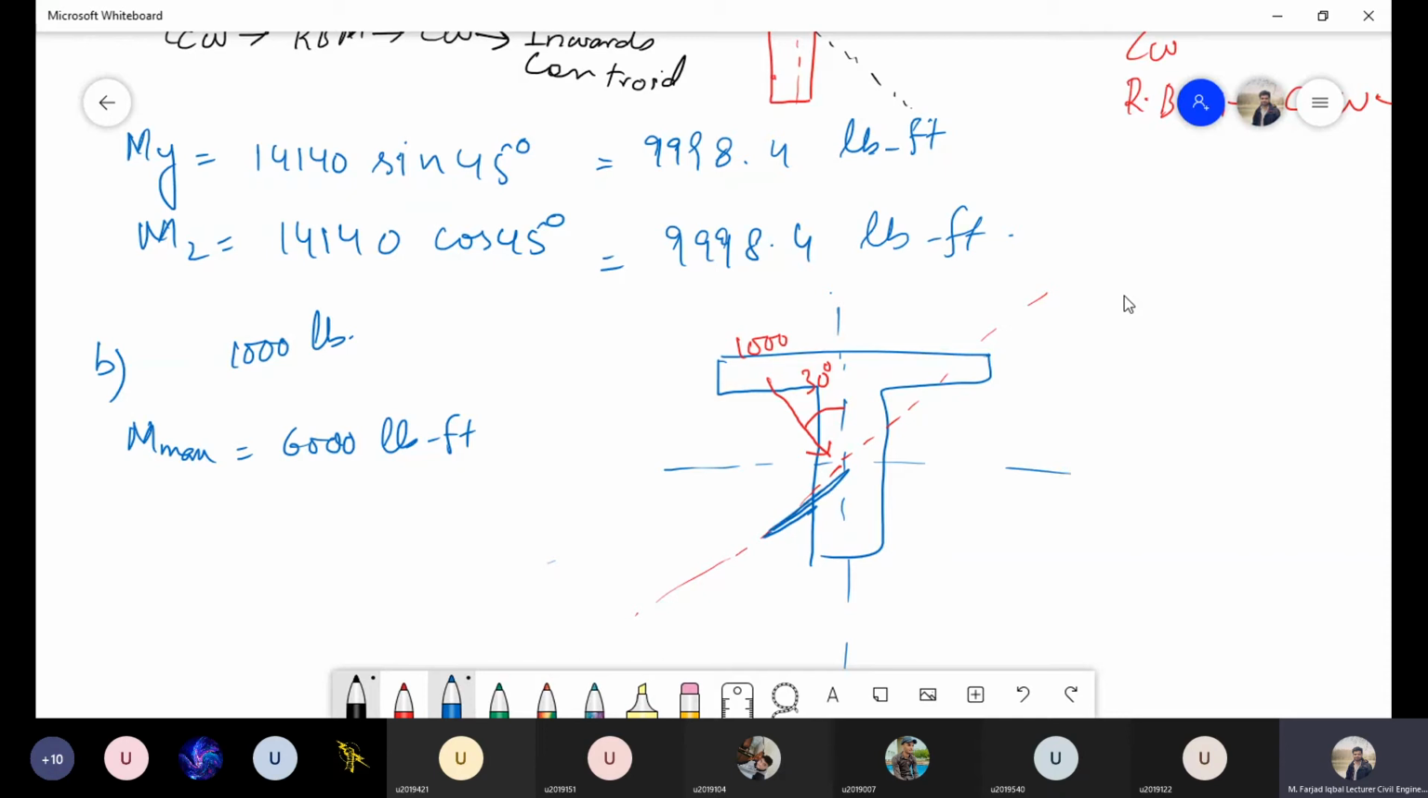So whether it will be outside or inside, how can you figure out? Again, the same thing that this 1000 is producing the movement in counterclockwise direction and the resistive bending moment is in clockwise direction. So we have to again show it pointing inward. So this will be our resultant moment for this 1000 pound. So can anyone tell me what will be this angle to resolve this moment?